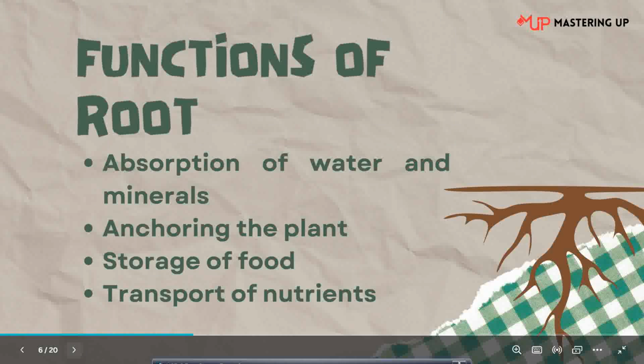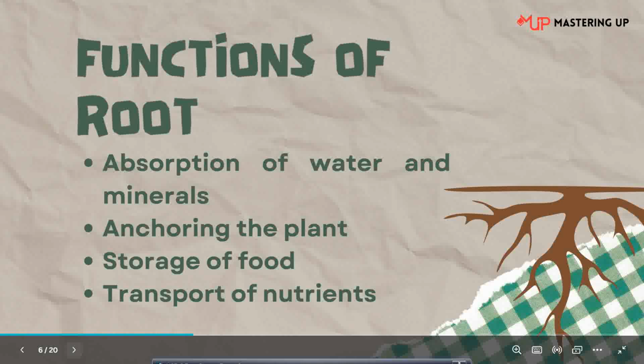Now the functions of root. What are the major functions? In the previous classes we have discussed some of the functions, just as a mere discussion. The functions of root are: first, absorption of water and minerals; second, anchoring the plant; third, storage of food; fourth, transport of nutrients.